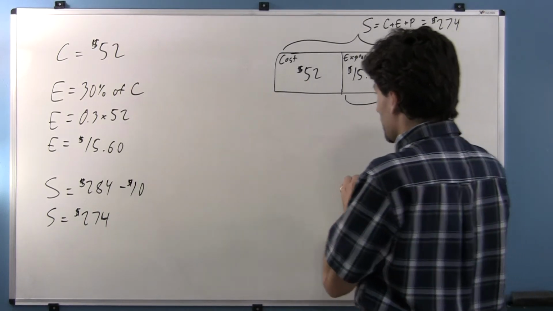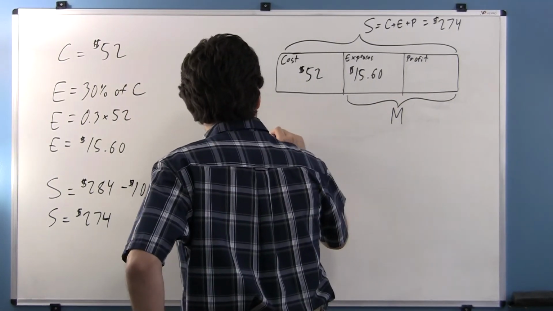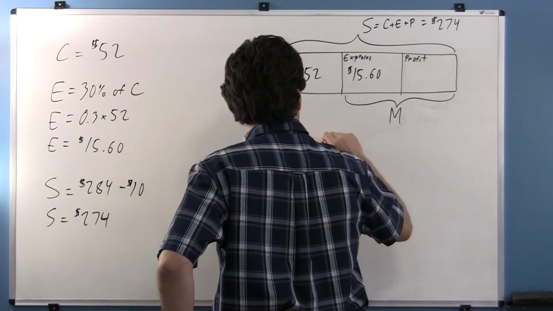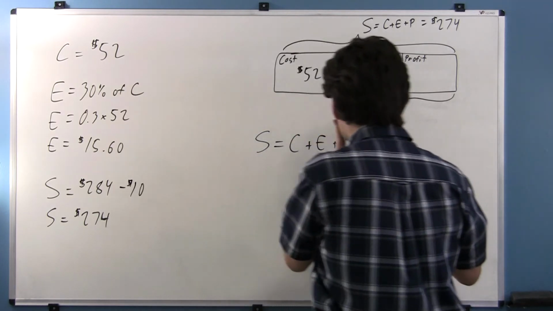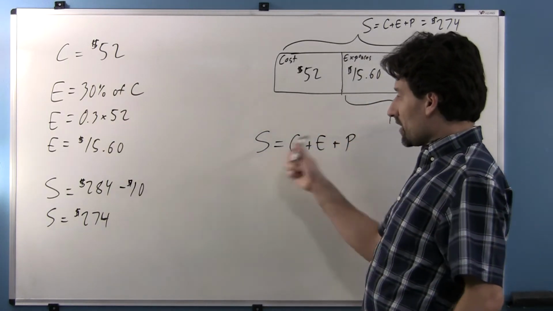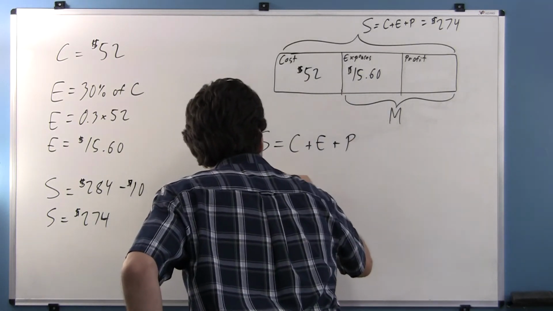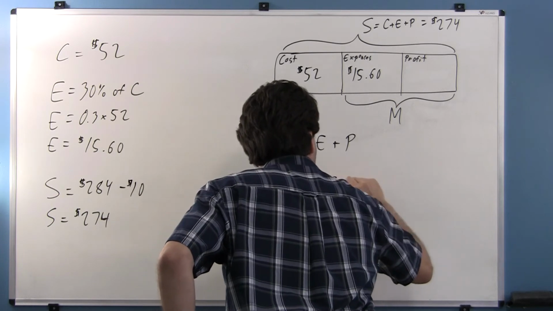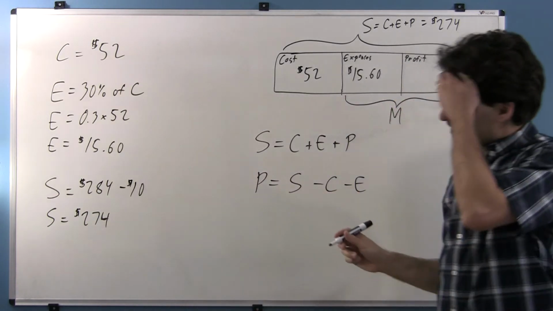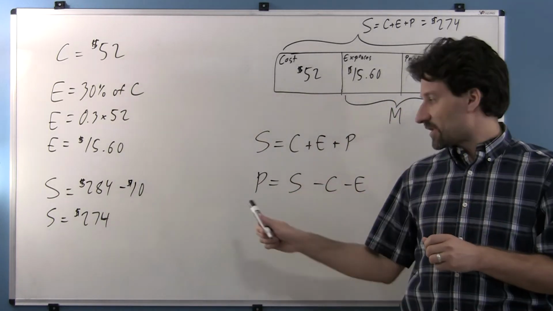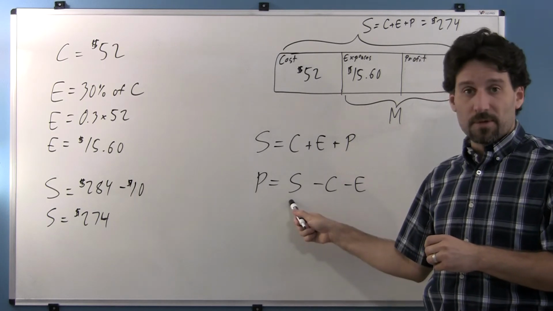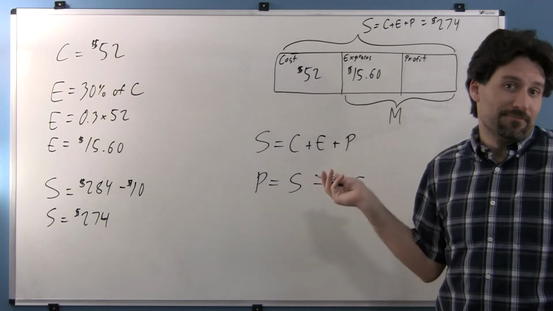So yes, selling price equals costs plus expenses plus profit. Or if you want to, you can put the numbers in and then rearrange, or if you want to rearrange first, that means the profit is equal to the selling price minus your costs and expenses. So if we want to solve for profit, we sell it for some amount of money and we take off our costs and expenses. That's it.